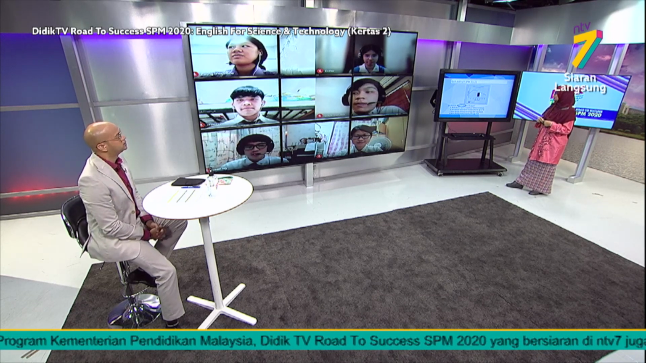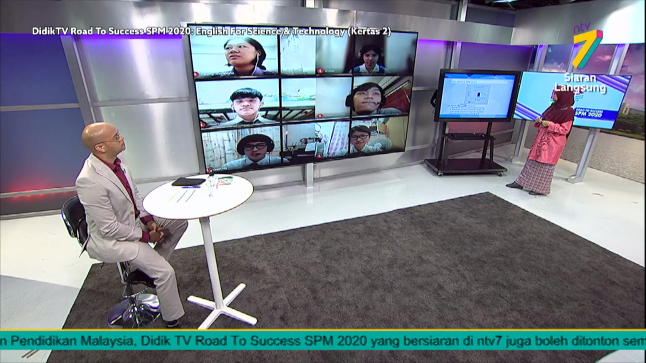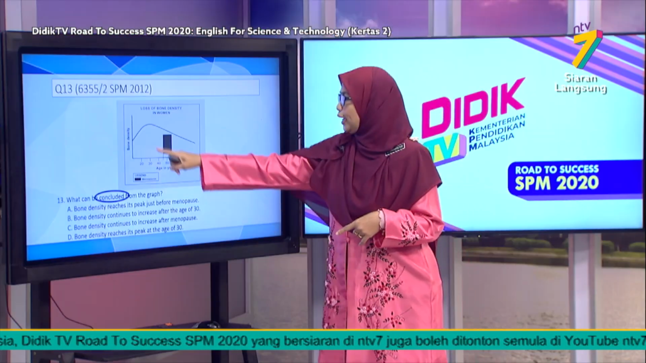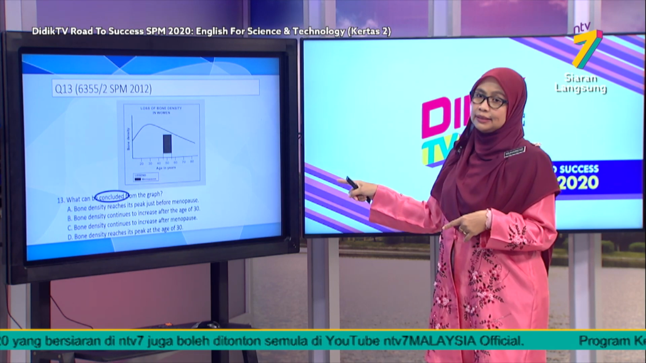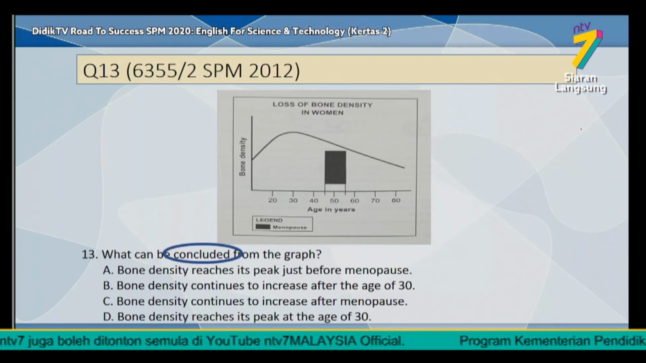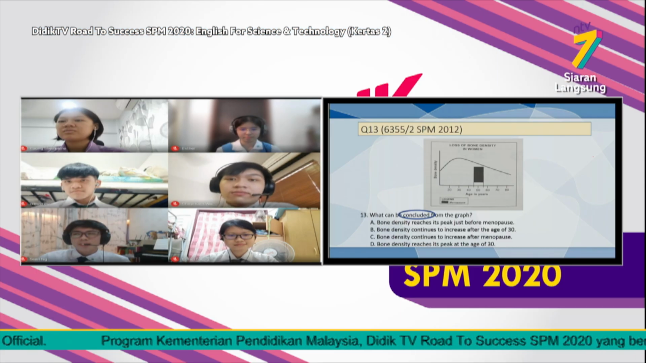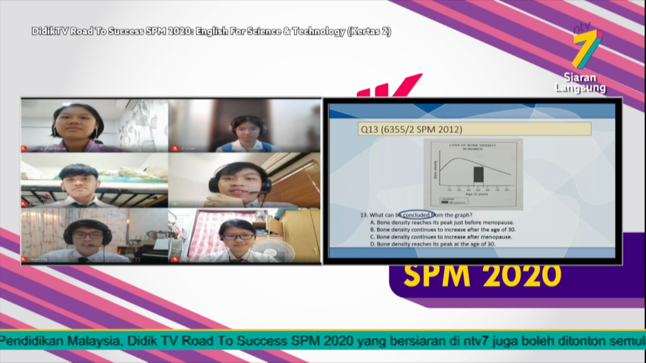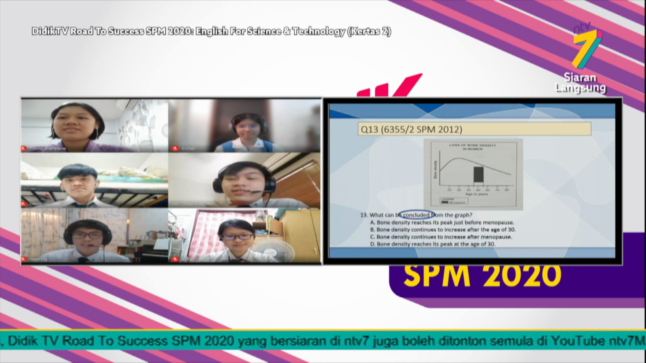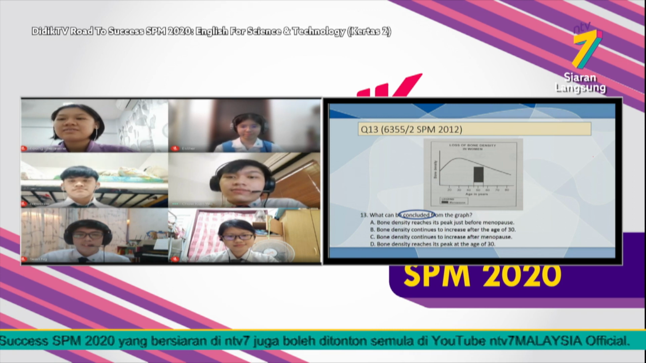Now we look at B. Bone density continues to increase after the age of 30. If you look at the lines, does it increase or decrease after the age of 30? Let's ask Kian Wei. If you study the graph, does the line increase or decrease? Decreases. Yeah, the line decreases. So B is also wrong.